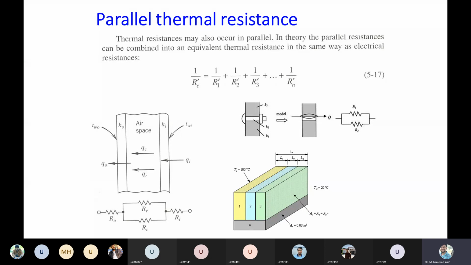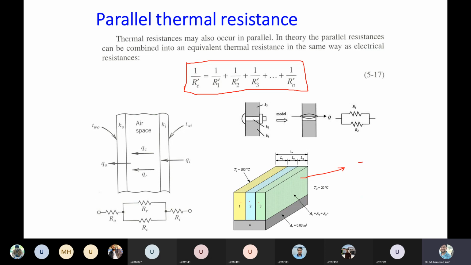Now, as you can see here, some of the resistances can be parallel, some can be in series, so you have to calculate the overall resistance. This is the formula for calculating the overall resistance of the parallel component. For example, here you have some components in series, whereas some are in parallel. Walls 1, 2, 3 are in series with each other but parallel with resistance 4. So how will you calculate the overall resistance of this system?